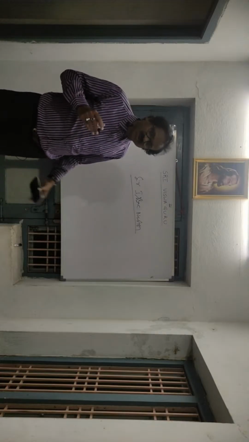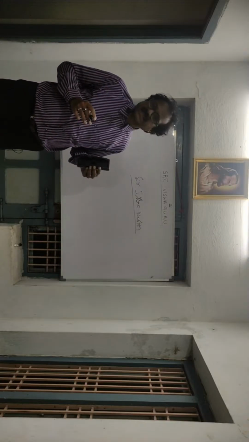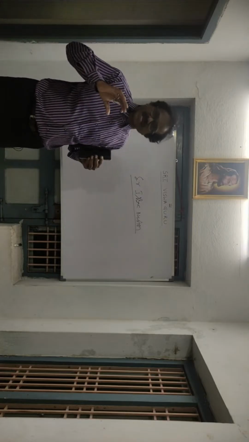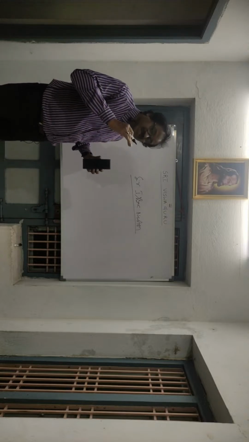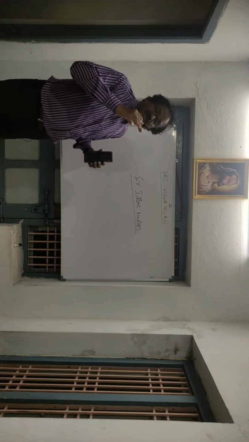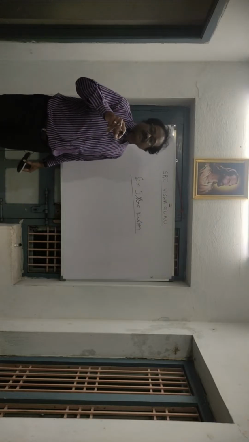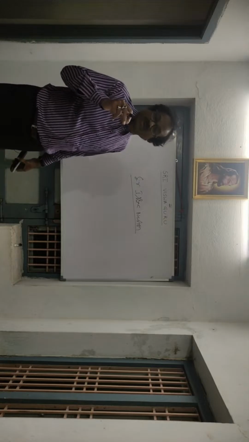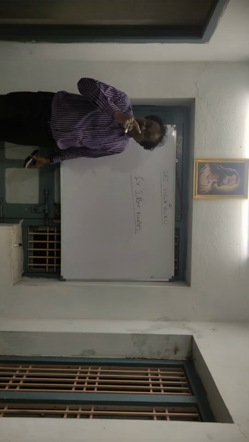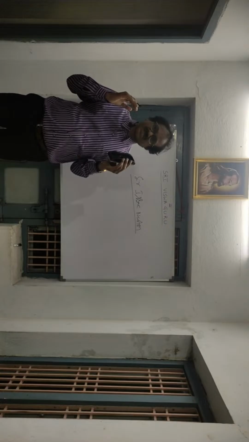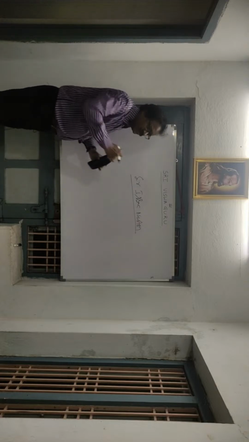Got it? There are two objects. Each object attracts the other by its force. That force is directly proportional to the product of the two objects, and inversely proportional to the square of the distance between the two objects.